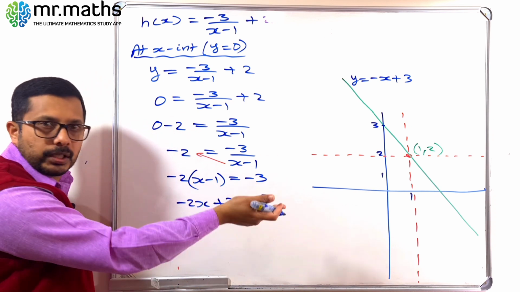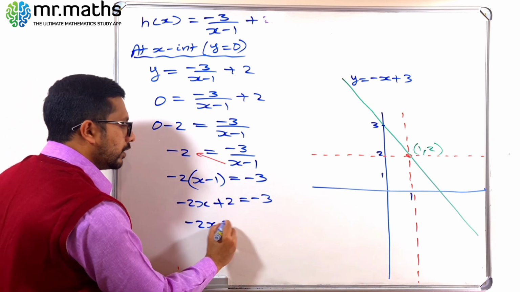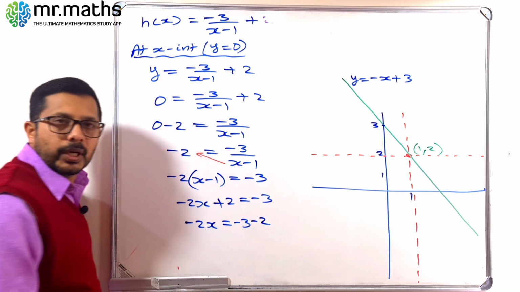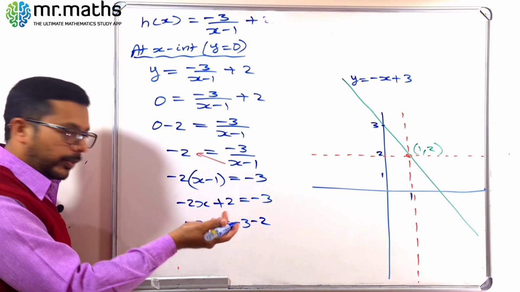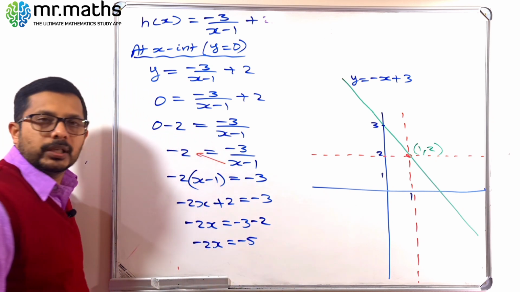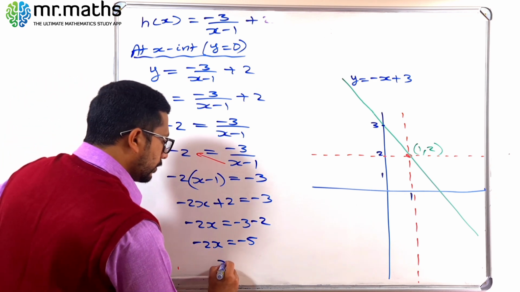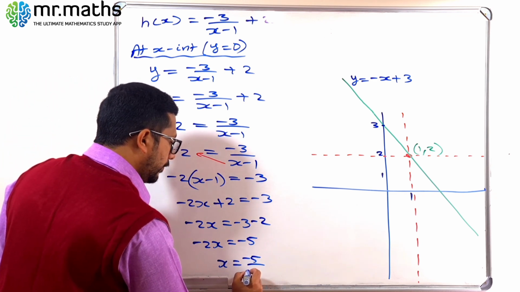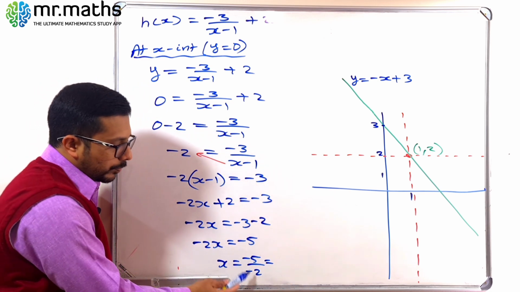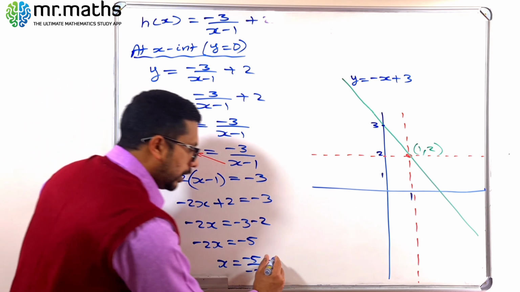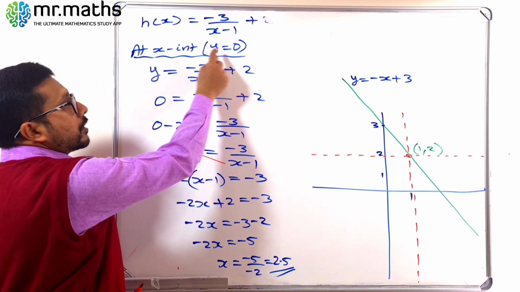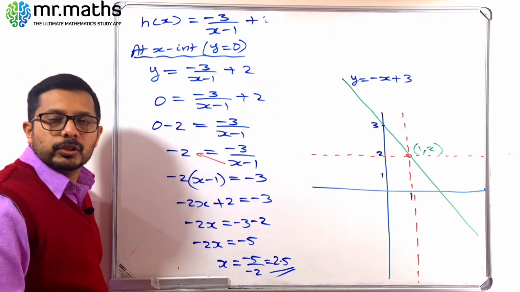Take this 2 to the other side. So minus 2x is equal to minus 3, minus 2, which is minus 5. So what is x? x is equal to minus 5 divided by minus 2. Minus by minus is positive, and 5 divided by 2 is 2.5. So it means that at the x-intercept, y is 0 and x is 2.5.